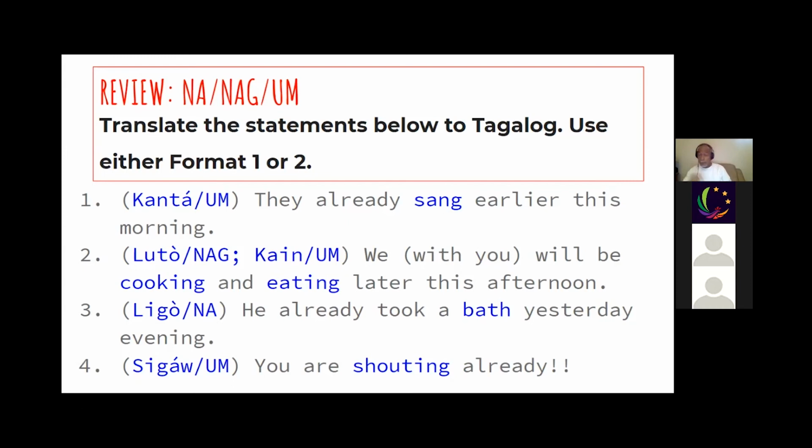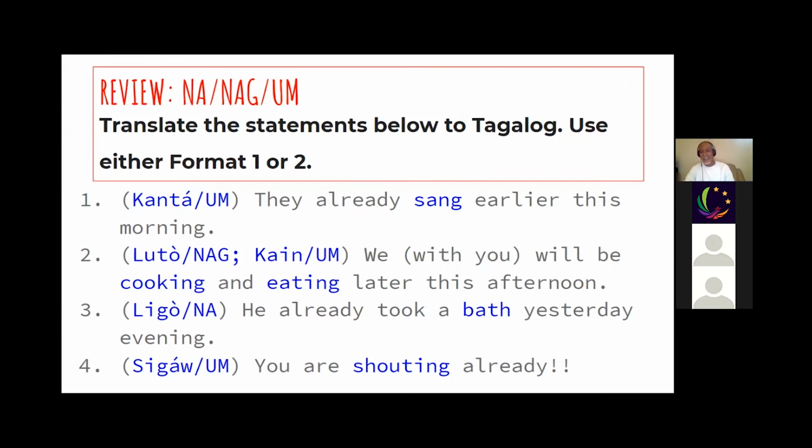Oh wait, you just cut out for a little bit. Oh, okay. You are shouting already. Take note that that's a you. Sumisigaw ka na. Yes. And that's what you say to somebody who's loud voice. Okay. You kind of, hey, sumisigaw ka na.